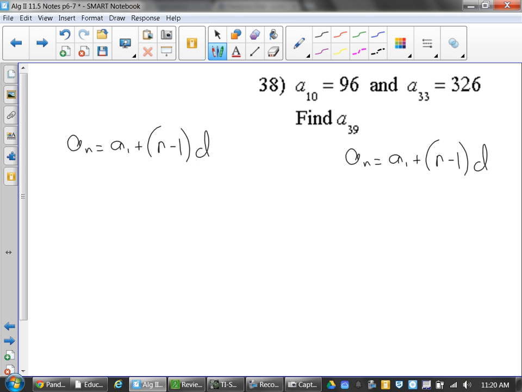I know that my 10th term is 96. That is the first term plus 9 times d. I skipped a little bit there because n is 10. Are we okay with that? Do the same thing on the other side. I know that the 33rd term is 326. Also is first term plus, what am I putting out? Very good.